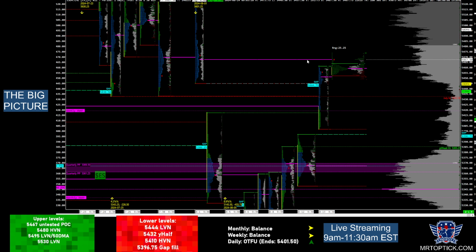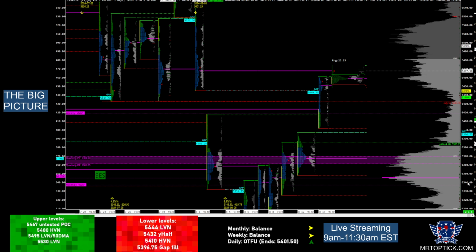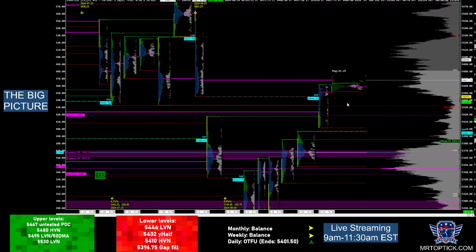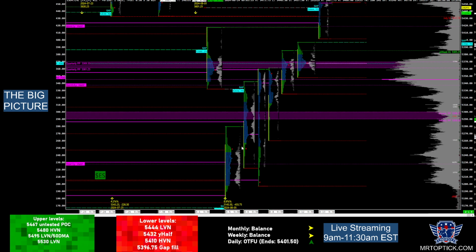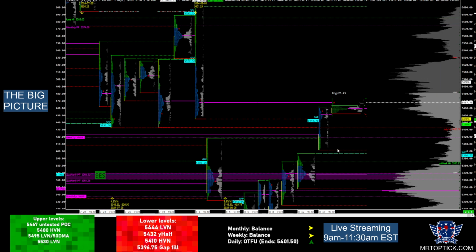Now what we have to look at is, do we accept in this upper distribution, or do we come back into the previous lower distribution? The 20-day point of control shifted down here at 53.45. There was no pullback since this sell-off. And now we even left a gap below right here.